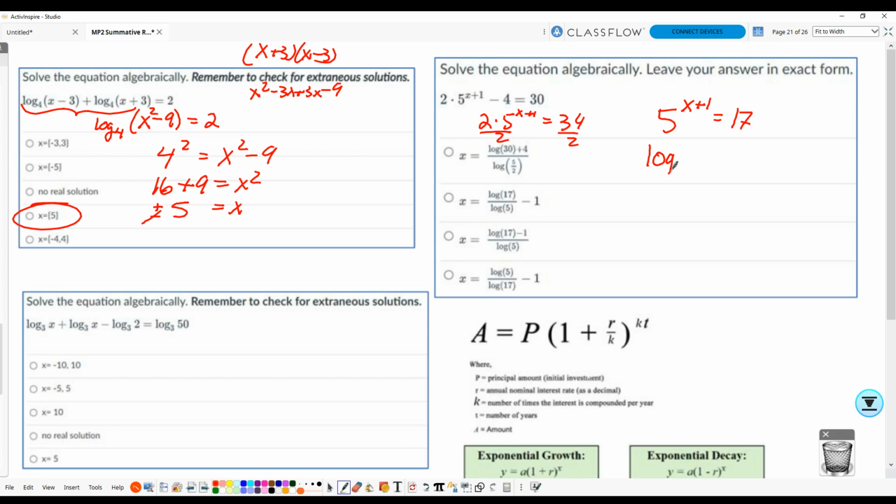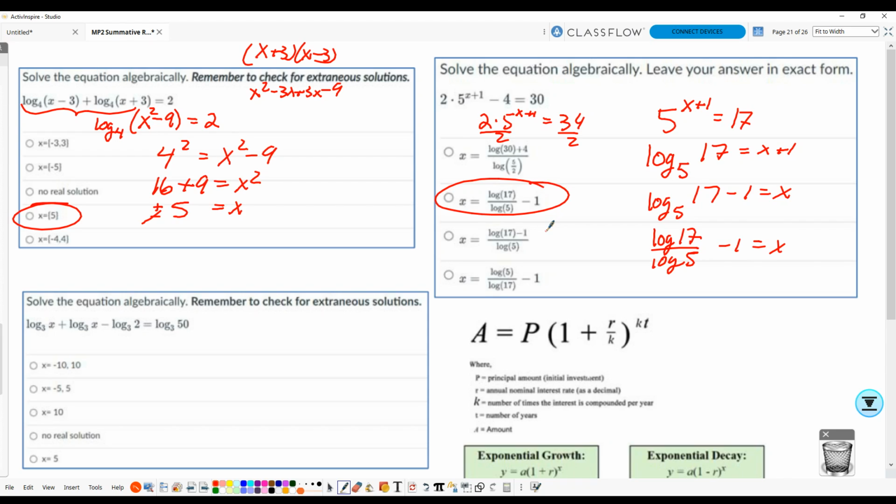Now we need to go from exponential form to log form. And then these are all in calculator ready form, so I need to do change of base. Base goes in the basement. Log 17 over log 5, and then the minus 1 is outside. This one's not right. That has that log base 5 as a denominator.